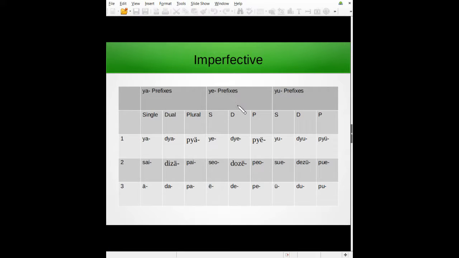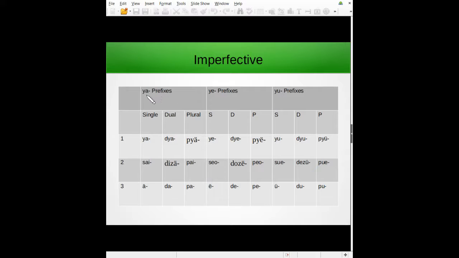Now, here's the imperfective aspect. I'm going to explain what the aspects are in a couple slides, but for now, let's just look. It is conjugated by person and number, which you can see by the singular, dual, plural, SDP. Singular is basically only one thing. Dual is if there's exactly two things. And plural is for if it's three or more. So that's kind of your guide right there.